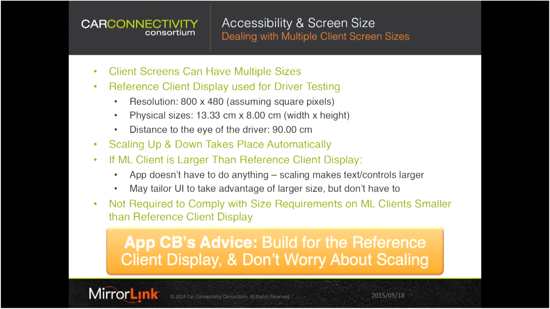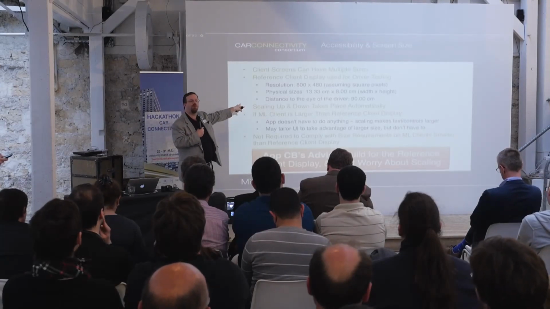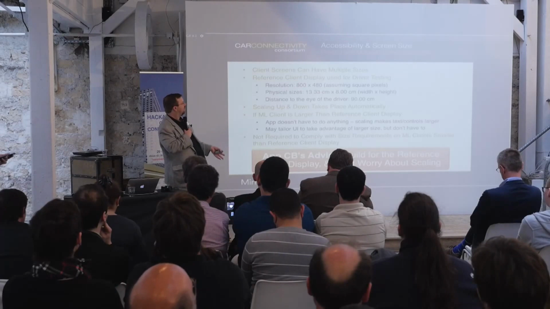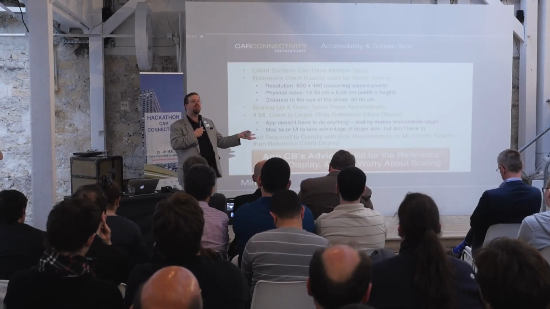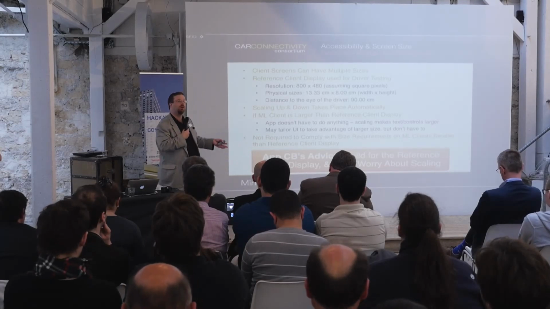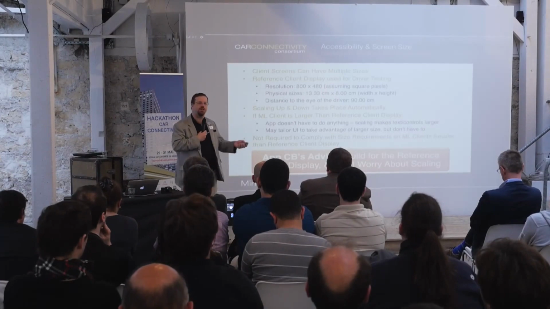If you comply at the reference client display and the screen's bigger than that, you're good because your text scales up, your controls get bigger. If it's smaller than the client display, we don't care. You're not required to comply on screens smaller than that. If you want to, you can tailor your app. If you say, hey, the screen is a lot bigger than my reference client display, it's 20 centimeters across by 16 centimeters, you can relay out your UI to take advantage of that. You don't have to. You just have to work on that minimum reference client display. So that's how we solve the scaling problem.